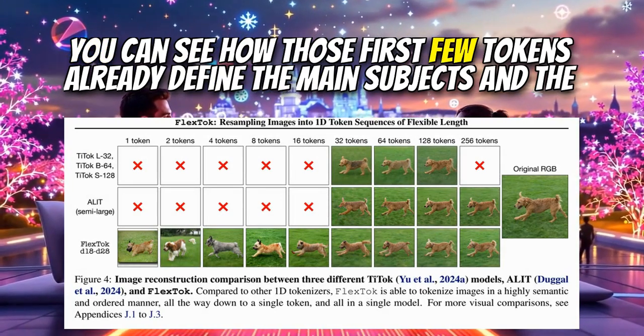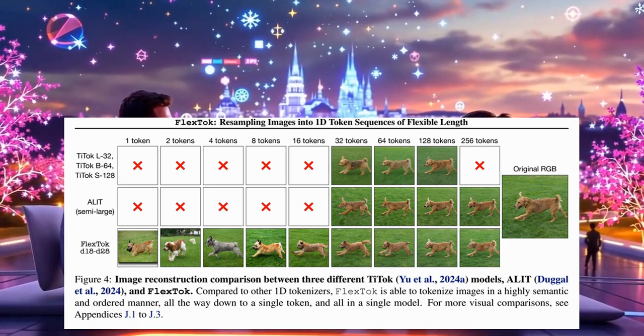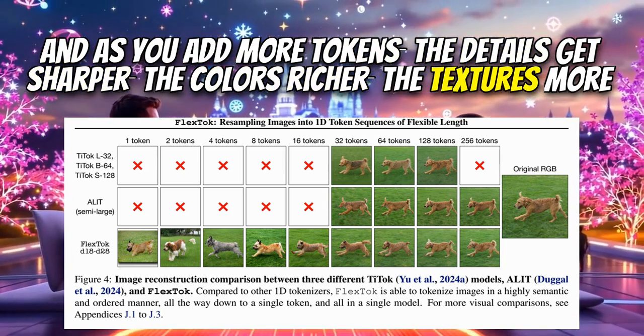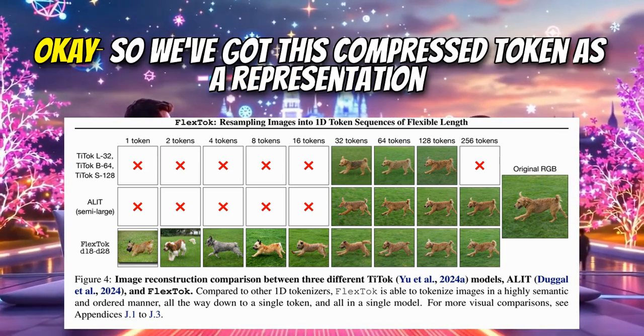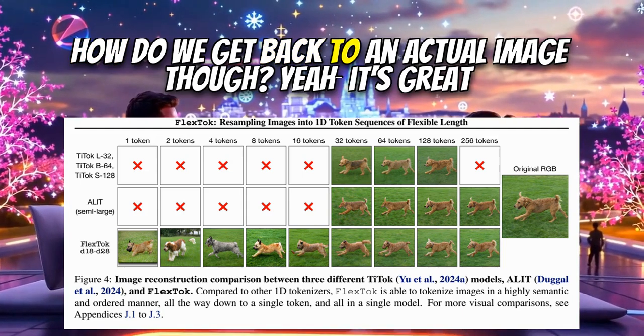You can see how those first few tokens already define the main subjects and the overall composition of the image. And as you add more tokens, the details get sharper, the colors richer, the textures more intricate. It's pretty amazing. Okay, so we've got this compressed tokenized representation. How do we get back to an actual image, though?